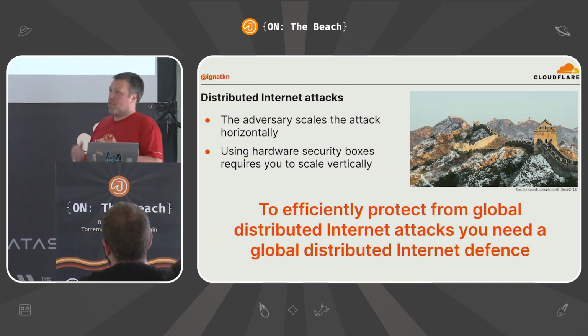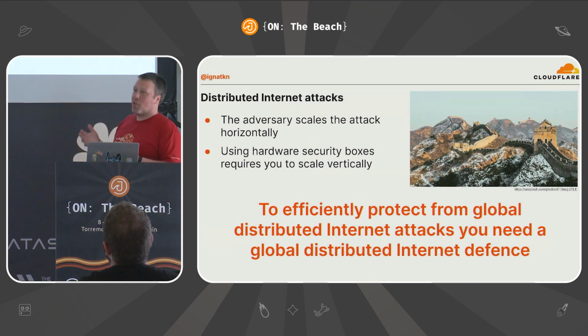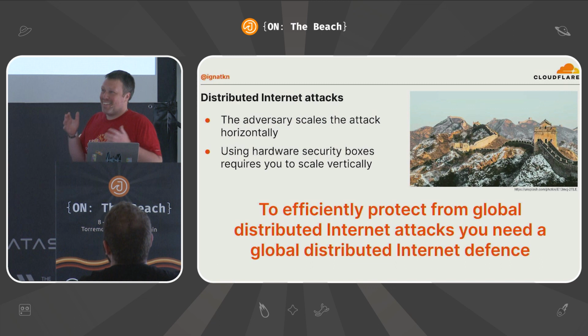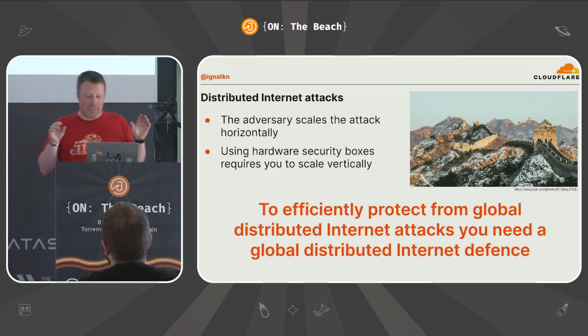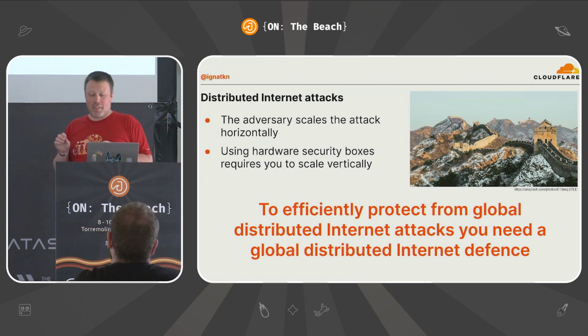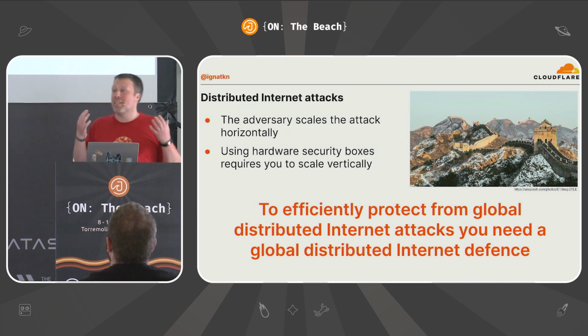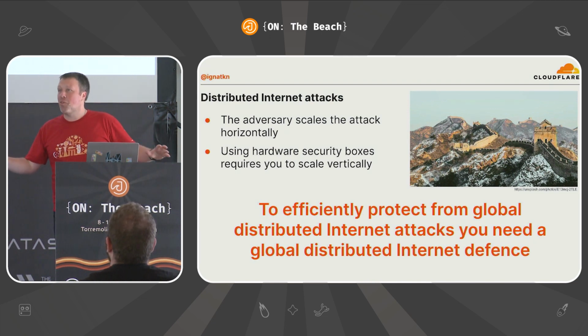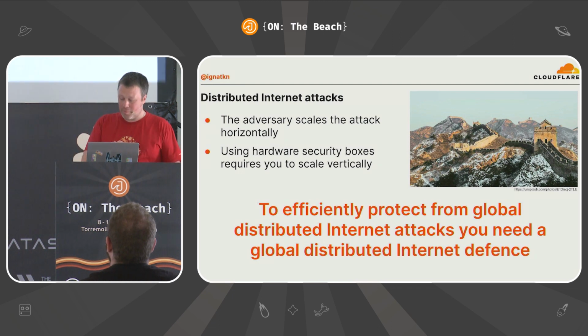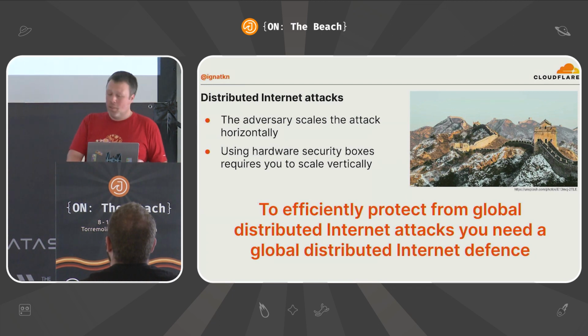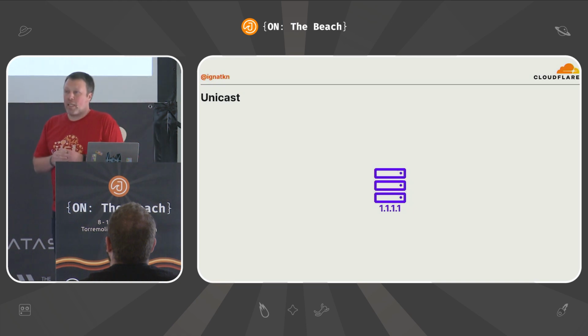And one thing before lunch that you can take away from this talk, if you're rushing to lunch: if you're building some kind of internet defense, to efficiently protect from global distributed internet attacks, you need to think about global distributed internet defense. You basically need to scale your defense horizontally with the attacker. How do we do that, for example? Let's talk about internet addressing.